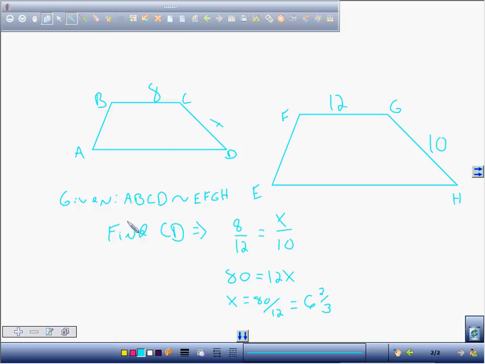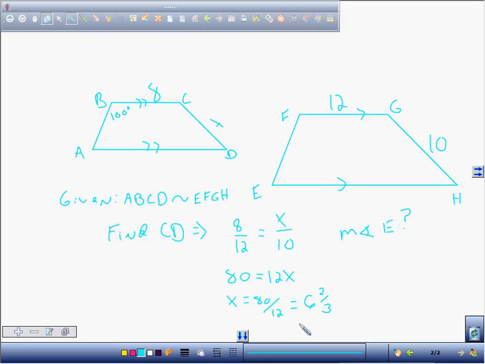What if they tell you that this angle is 100 degrees over here, okay? And they tell you that these sides are parallel, like this, and like that, okay? What's the measure of angle E?